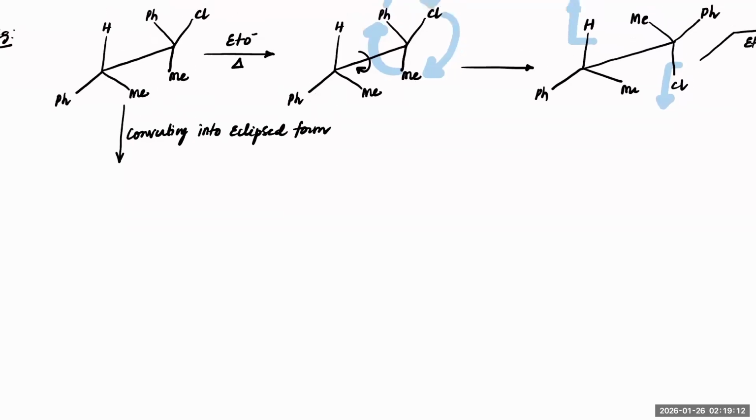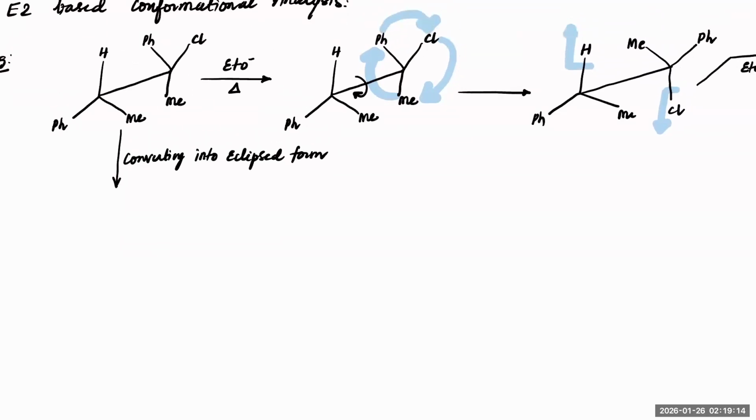If you write it into an eclipsed form, that means you can see hydrogen, and then again I have to bring these groups like this. Then you call it as eclipsed form. So let me put this hydrogen here, phenyl here, methyl here the same way. And now I rotate it like 180 degrees to make it eclipsed form. So methyl will come up, chlorine will come this side, phenyl will come this side. This is the eclipsed form after rotation. This is by rotating 180 degrees.